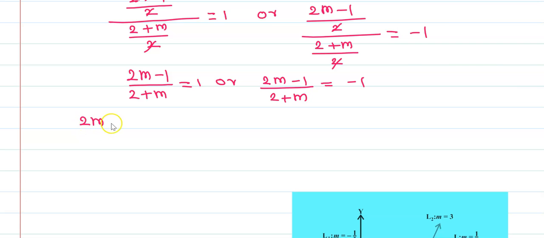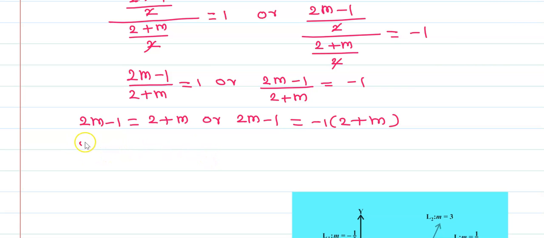Therefore 2m minus 1 is equal to 2 plus m, or 2m minus 1 is equal to minus 1 into in bracket 2 plus m. Now evaluate this. 2m minus m, that's m, and this minus 1 will become plus 1, so 2 plus 1. Therefore m is equal to 3.